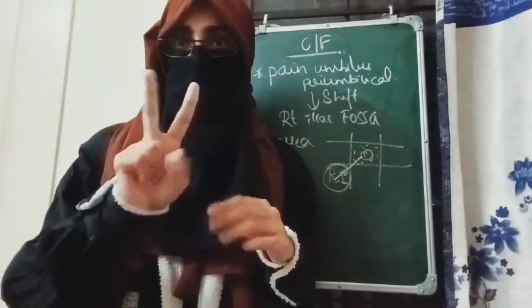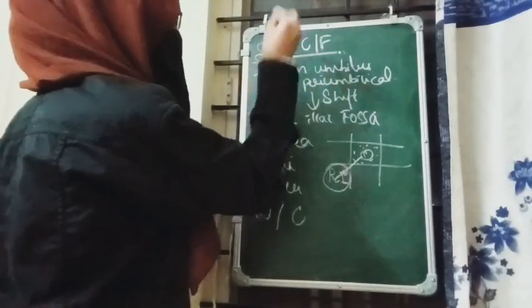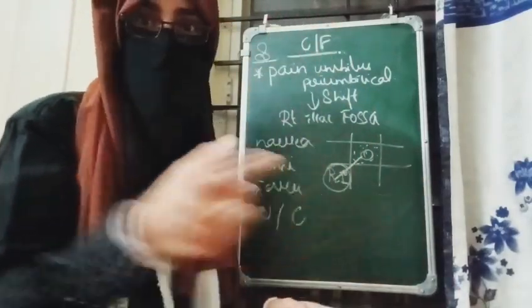Clinical features have two categories: symptoms and signs. These are the symptoms that the patient will complain to you. Next is signs. Let's move to the signs.